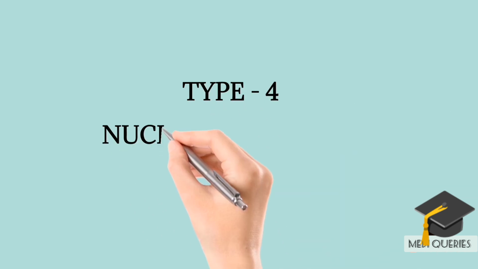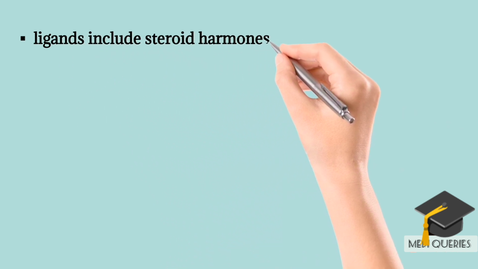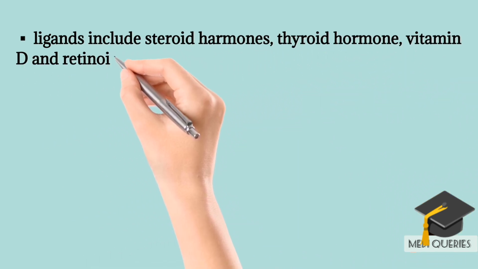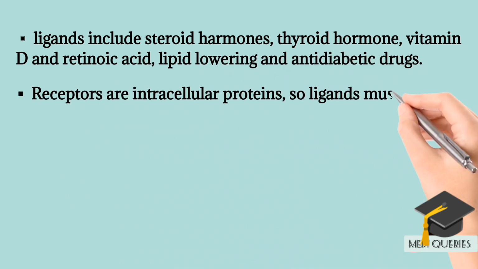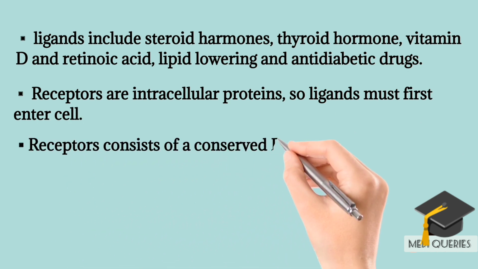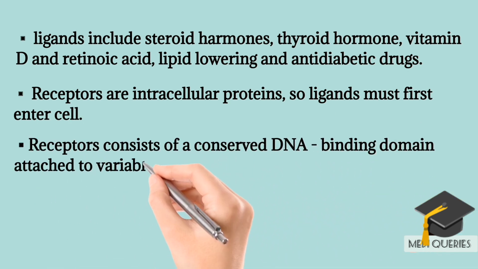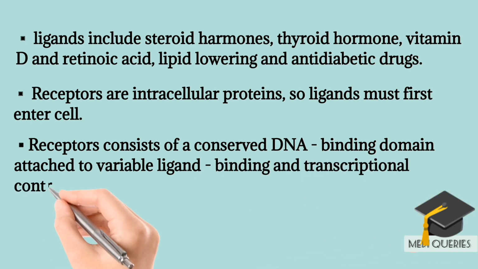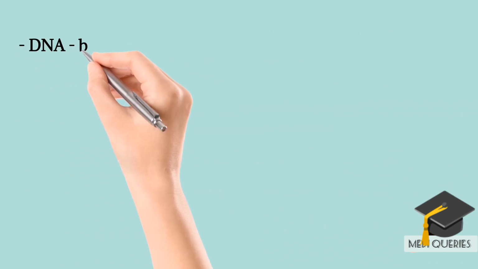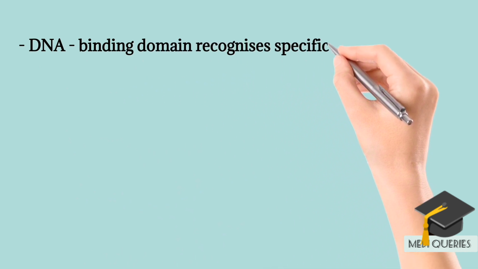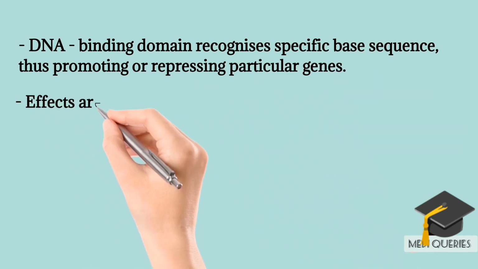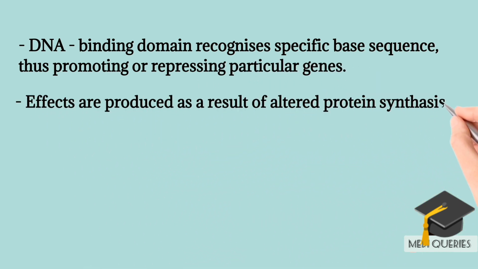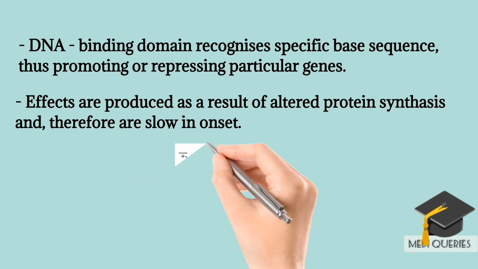Next category is nuclear receptors. Ligands include steroid hormones, thyroid hormones, vitamin D and retinoic acid, lipid lowering and antidiabetic drugs. Receptors are intracellular proteins, so the ligand must first enter the cell. Receptor consists of a conserved DNA binding domain attached to variable ligand binding and transcriptional control domains. DNA binding domains recognize specific base sequences, thus promoting or repressing particular genes. Effects are produced as a result of altered protein synthesis and therefore are slow in onset.